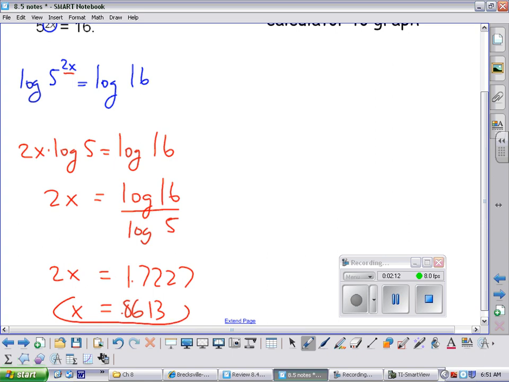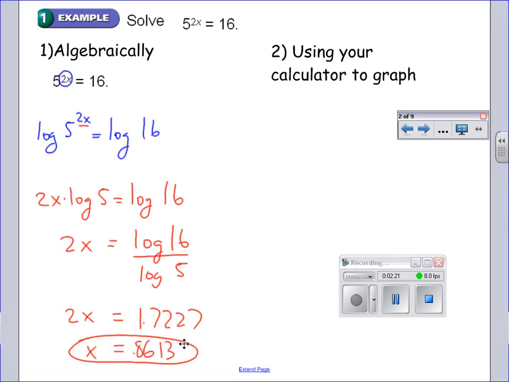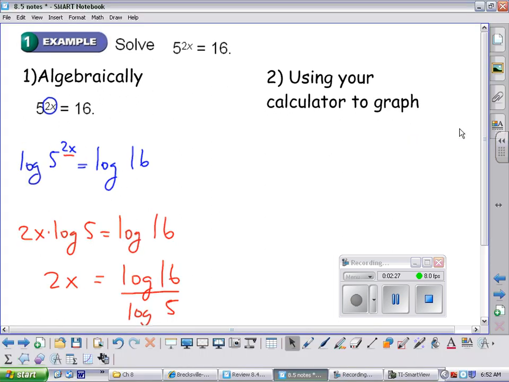So that's our new skill, solving algebraically. If I have an exponential equation, typically what we're going to do is use logarithms on both sides. In our calculator, just a quick review of this guy.